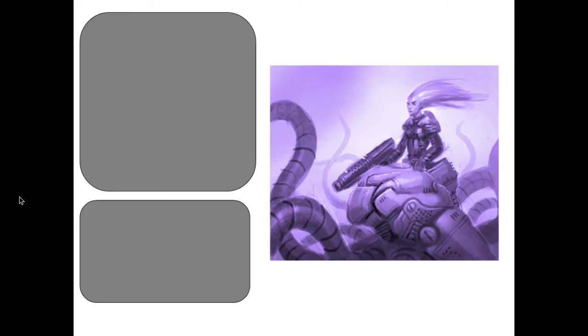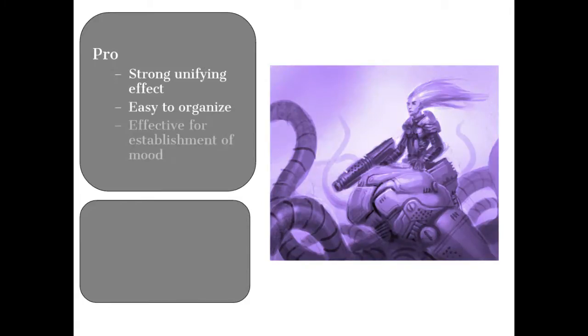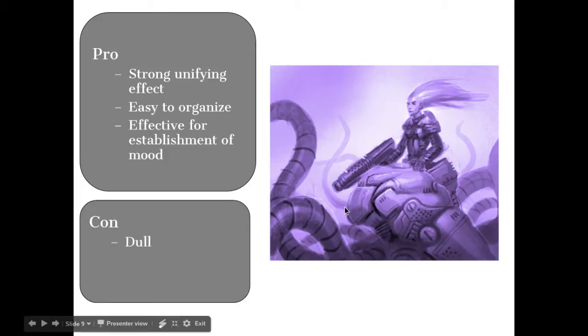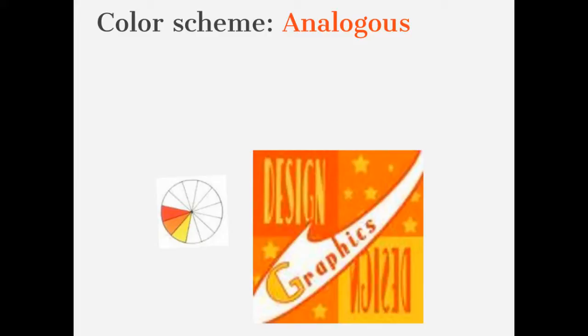This color scheme has some ups and some downs. The ups being strong unifying effect, easy to organize, effective for establishing a mood. The negatives, of course, of a monochromatic is it can be very dull. As you can see here in this picture, everything is purple. So you don't specifically see anything detailed. And the interest of the viewer can be lost quickly.